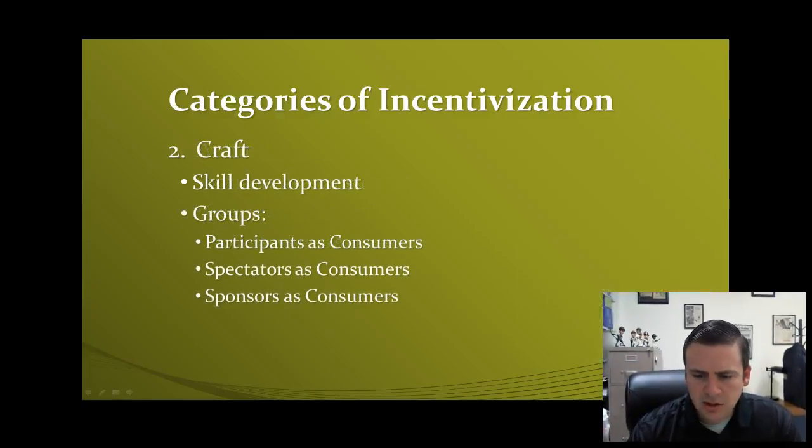All right, the second category is craft. This essentially depends on the group, but most often it's about skill development. So if you can offer an incentive that encourages or helps somebody enhance their own personal skills, then you'll attract them. Specifically, we're talking about participants as consumers. They might find incentives to encourage a consumption of a good such as a personal trainer. From a spectator standpoint, you would want to offer exclusive opportunities to watch their favorite players in action.